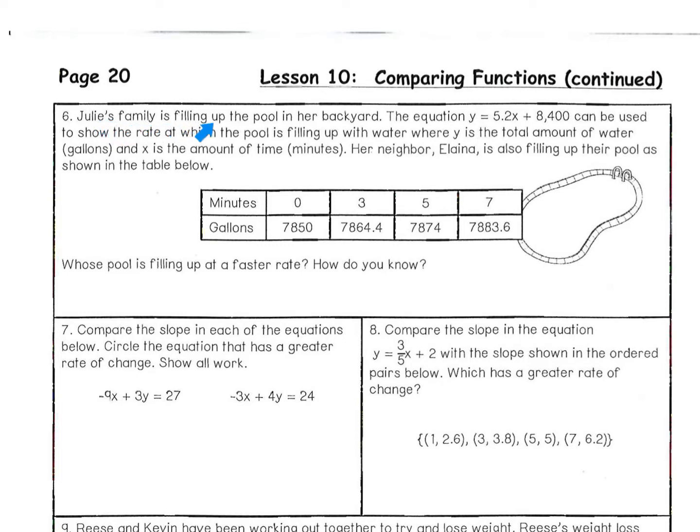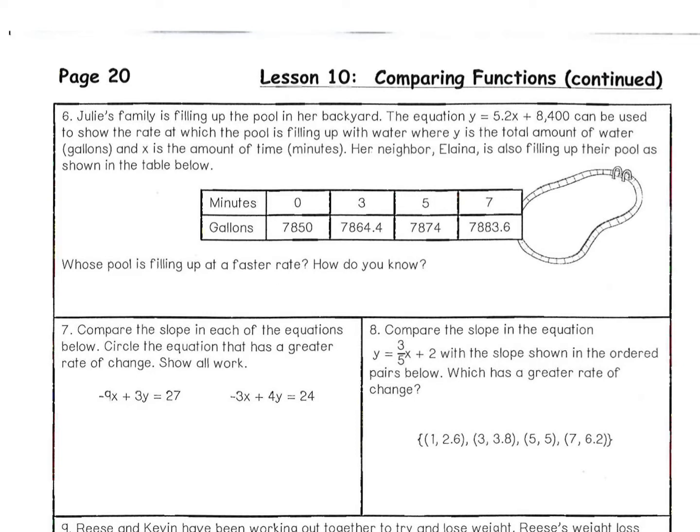Julie's family is filling up the pool in her backyard. The equation y equals 5 and 2/10 x plus 8,400 can be used to show the rate at which the pool is filling up with water, where y is the total amount of water in gallons and x is the amount of time in minutes. Her neighbor, Elena, is also filling up their pool as shown in the table below. The question is, whose pool is filling up at a faster rate and how do you know?